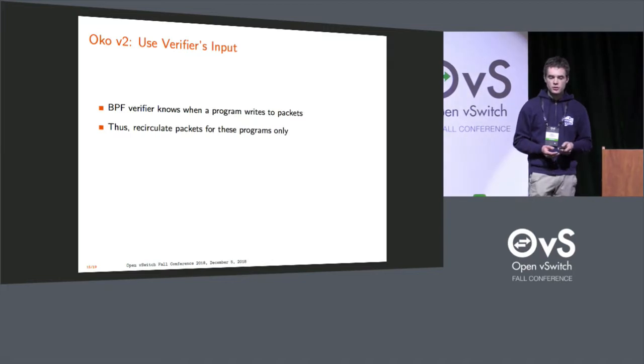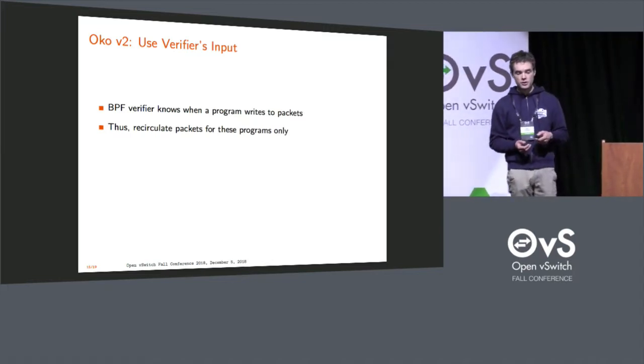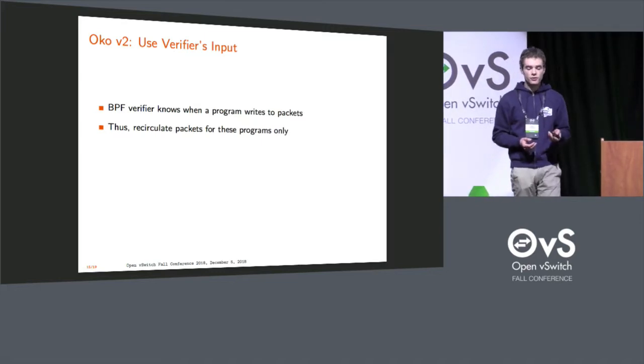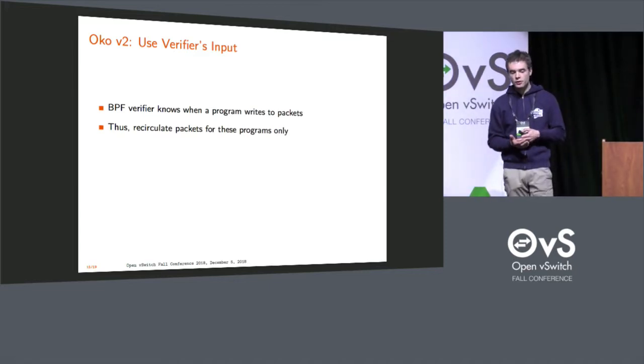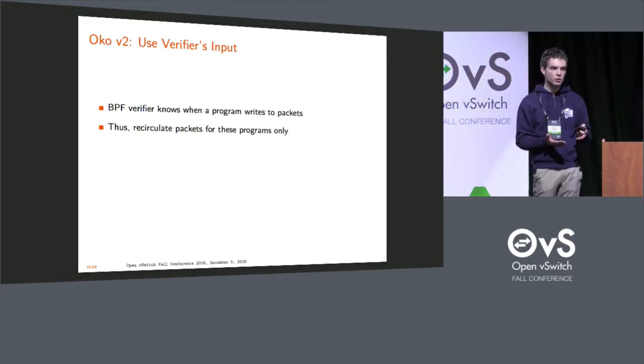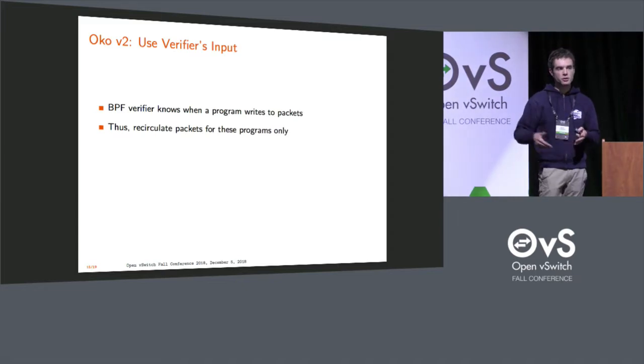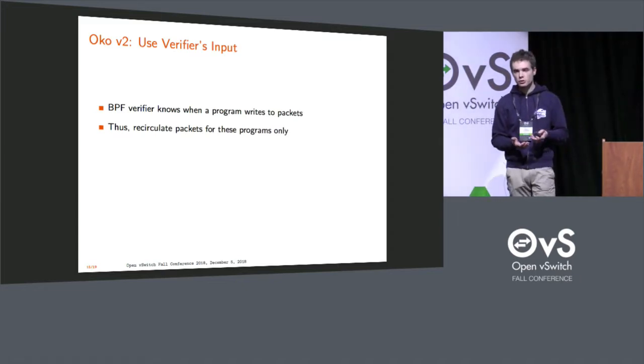So recently, we took a step back and tried to look again at the BPF verifier and what it already does. The BPF verifier already knows when a program is writing to packets. That's what we use to reject programs that write to packets. So we could very well recirculate packets only if the program is known to write to packets. So we know that potentially it needs to be recirculated because it changed the fields of the packet on which we're going to match.